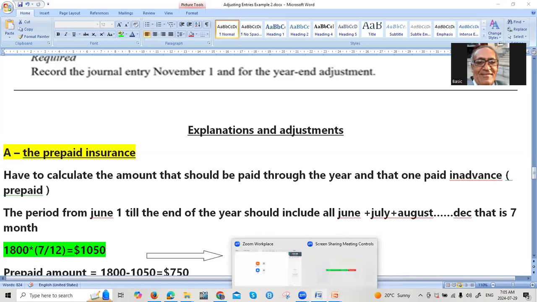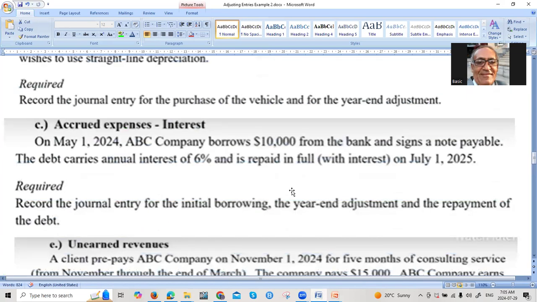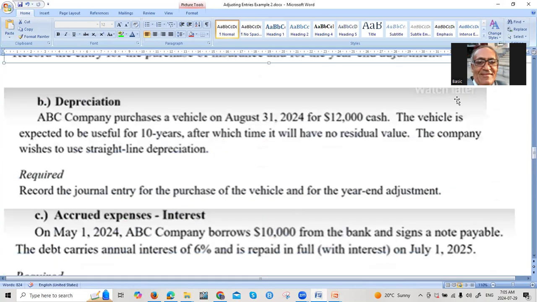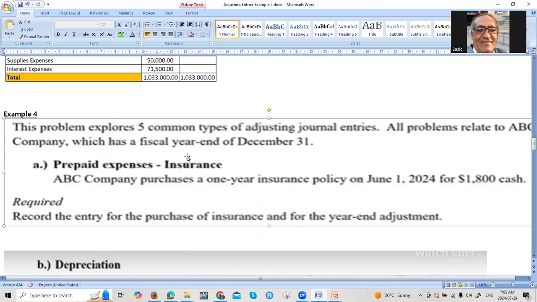This is a new lecture and a new work, which we'll do today about the journal adjustment entries. What do we mean by the journal adjustment entries? This is the most important part for us.